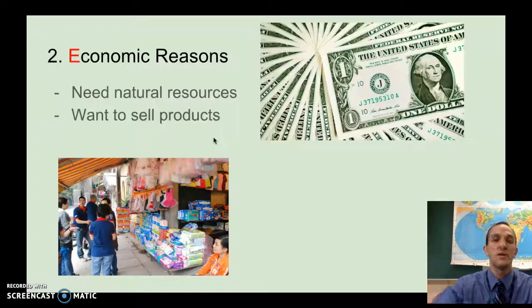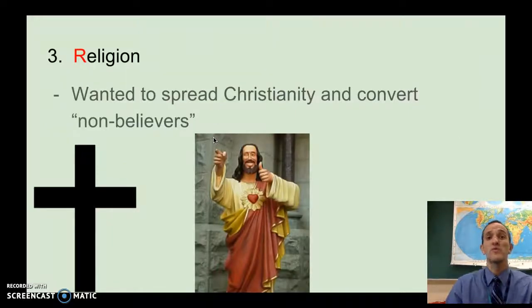So one, we can sell more products to the countries we conquer, and two, we can bring those products back into our country. Pretty simple. The third, the R, is religion. Many of these European countries believe that they are helping out the native populations in Africa and Asia and parts of the Americas by converting them to Christianity.